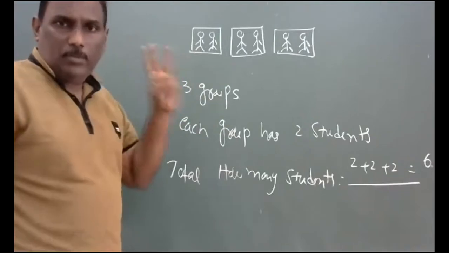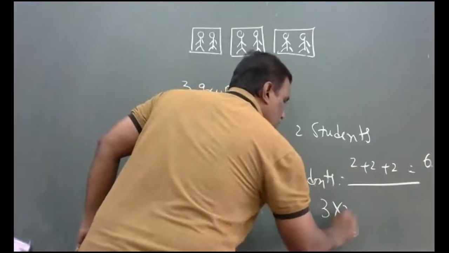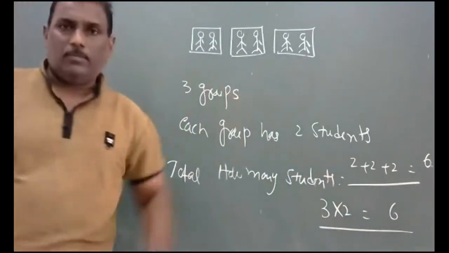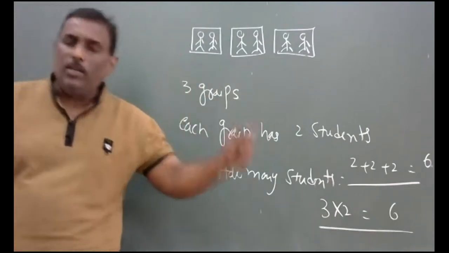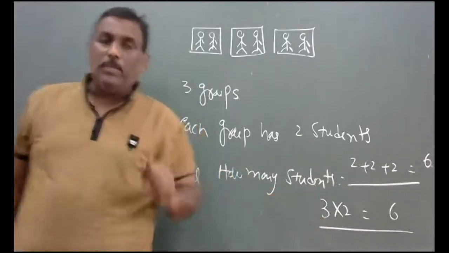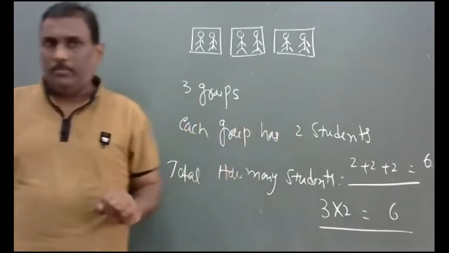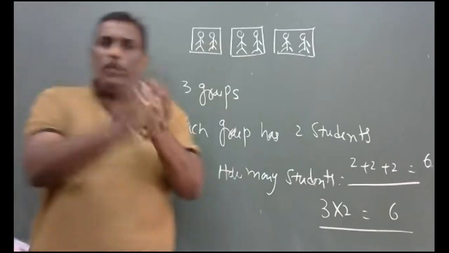Or there are 3 groups. Each group has 2 children. So 3 twos are 6. So you can give the answer in 2 different ways, using addition or using multiplication. Multiplication will save our time and is easy to understand, easy to give the answer when compared to addition. Generally we use this in grouping.